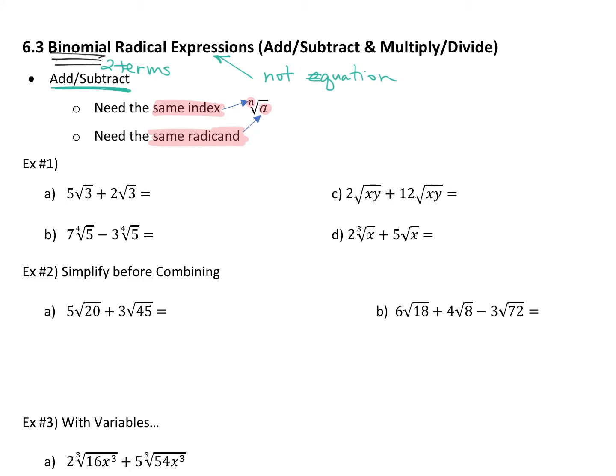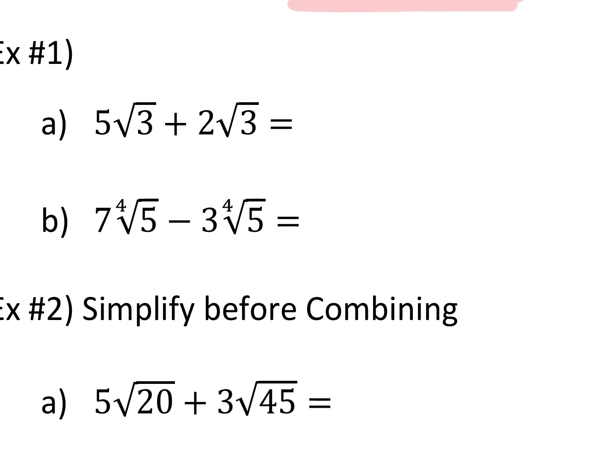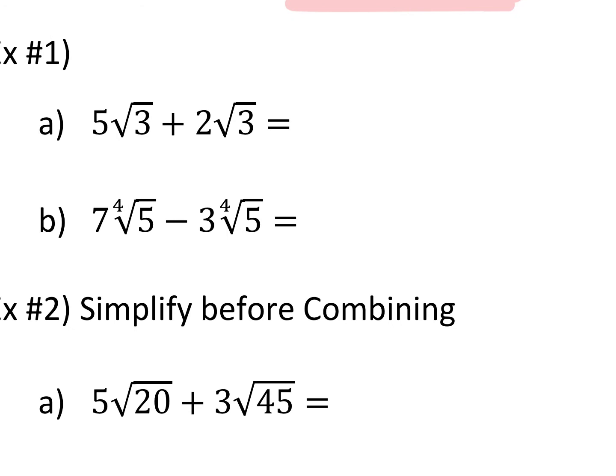Forgot to record again. Okay, so make sure you have the same index, make sure you have the same radicand. We're gonna add and subtract these binomial radical expressions. So if you look at letter A there, my guess is you can probably figure out what this is without me telling you a thing. What do you think 5 rad 3 plus 2 rad 3 is?